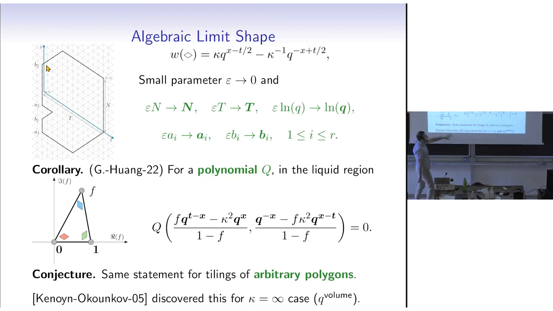So for the kappa equals infinity case, the q-volume degeneration of this model, that was discovered by Kenyon and Okounkov. Oh, it should be Okounkov, sorry, typo here. There is this algebraicity phenomenon that everything is encoded in terms of the polynomial. And in our case, it's still generalized for these more general measures on tilings. So we hope that this algebraicity is always true, but in terms of these funny rational transformations of the slopes, which you need to use here.